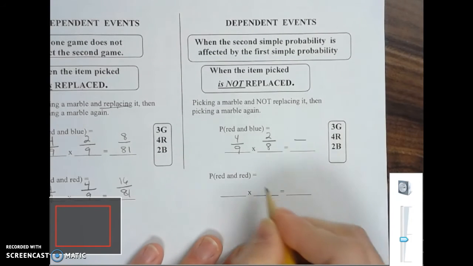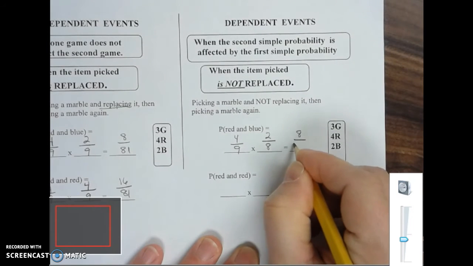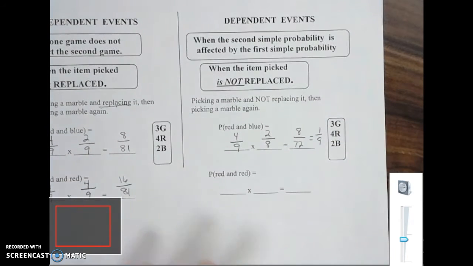And now when we multiply 4 ninths by 2 eighths to get our compound probability, we end up with 8 out of 72, which can simplify down to 1/9.